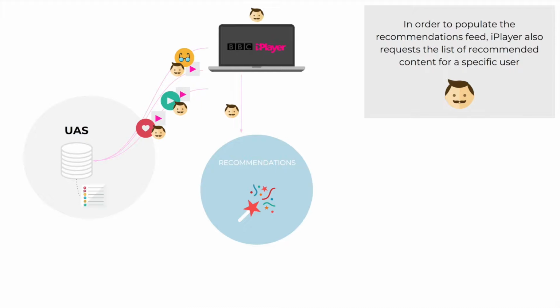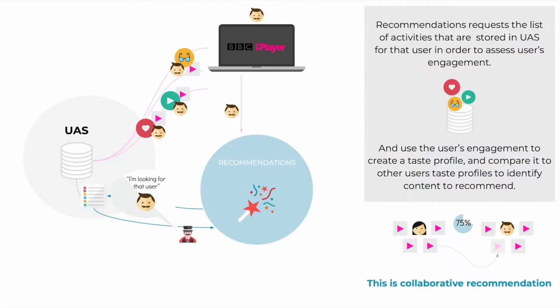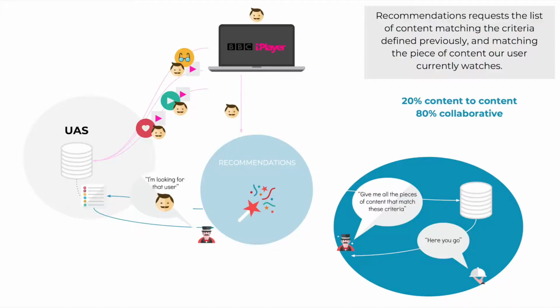So what does the recommendation engine do? It gets the information, so it says to UAS, I want you to give me all the information that you store about that specific user. Based on this, we're going to create a taste profile. We're going to understand what that user likes, what the user engaged with. And then we're going to try and find people with a similar taste profile, and we're going to recommend the stuff that those people have watched and that you haven't watched yet. This is what we call the collaborative recommendation.